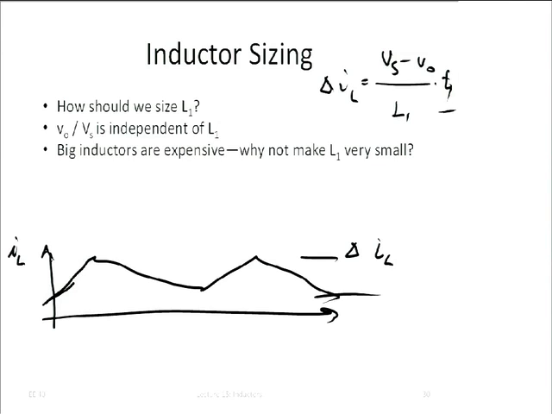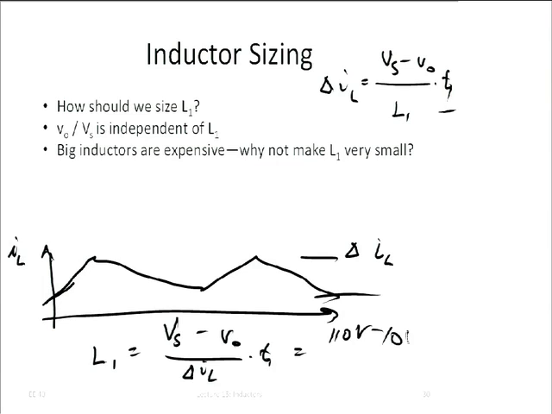Okay, so we get this waveform, and based on that, we find that, of course, we can turn this equation now around. If we solve for L1, we get the source voltage minus the desired output voltage over delta IL times T1. And so, for example, here we had 110 volts. We wanted 10 volts. And then how much ripple do we want?